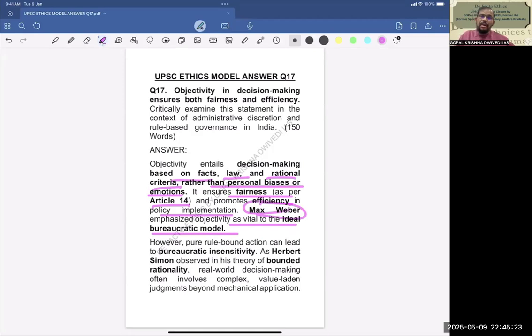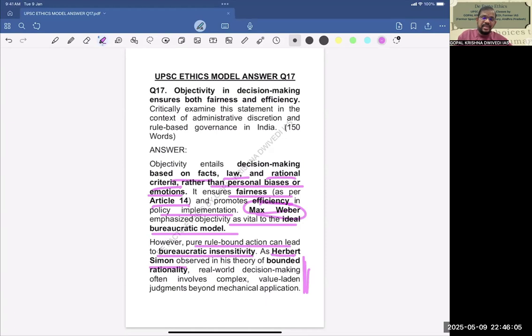Now, what is the problem in this? Because as you see in the question, it is said that critically examine this statement. So this is basically the question. So now, pure rule-bound action can lead to bureaucratic insensitivity. So this is again an important thing. As Herbert Simon, another thinker we are quoting, observed in his theory of bounded rationality, real world decision makings often involve complex, value laden judgments beyond mechanical applications.